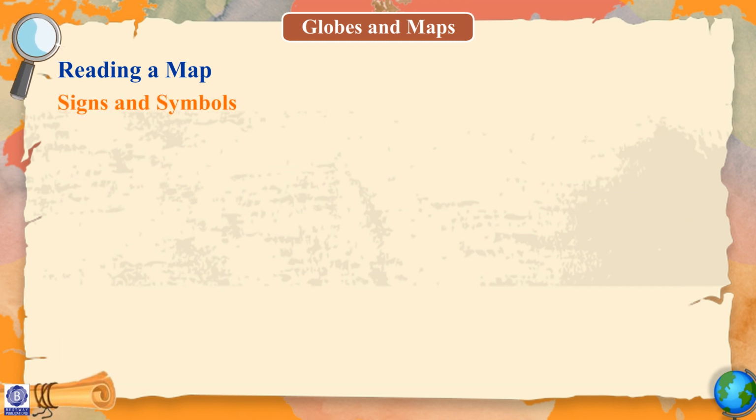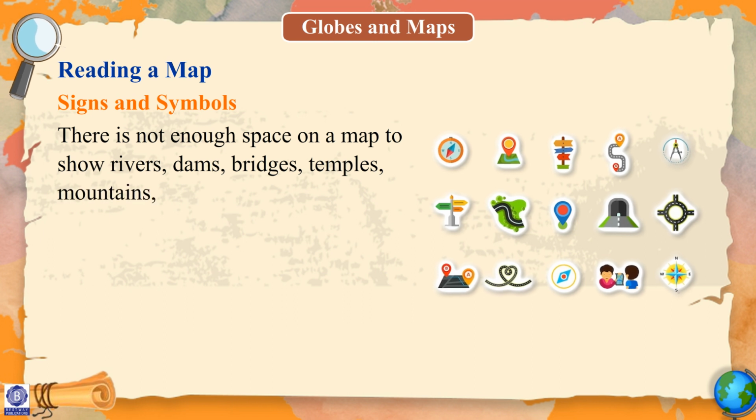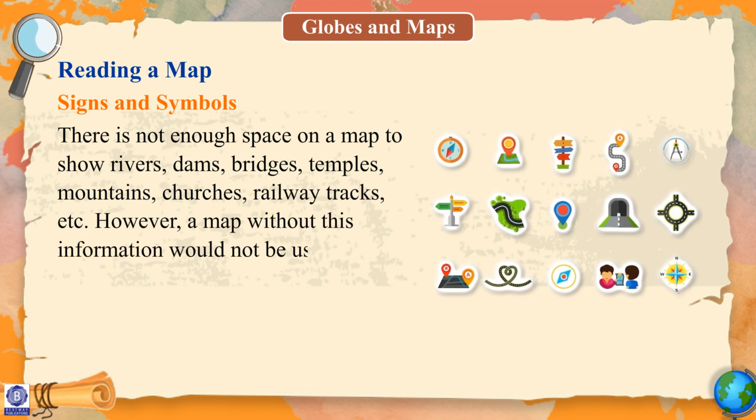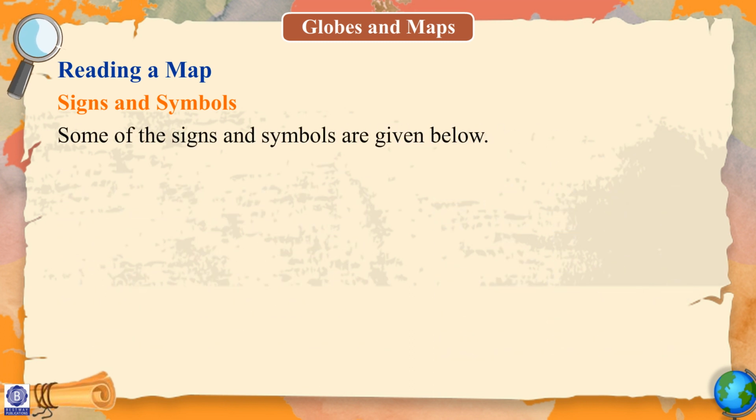Signs and symbols. There is not enough space on a map to show rivers, dams, bridges, temples, mountains, churches, railway tracks, etc. However, a map without this information would not be useful. Thus, different symbols are used on a map to give us this information. Some of the signs and symbols are given below.